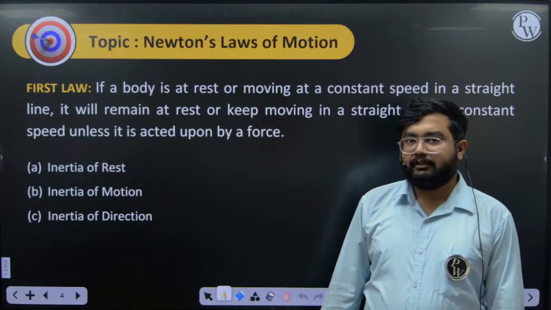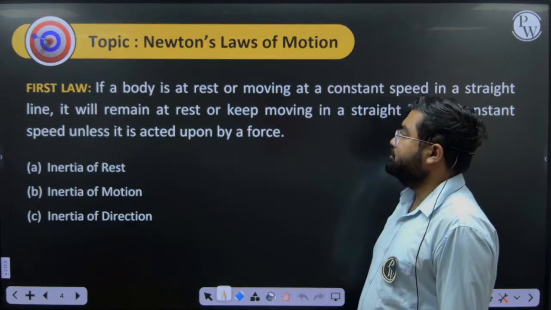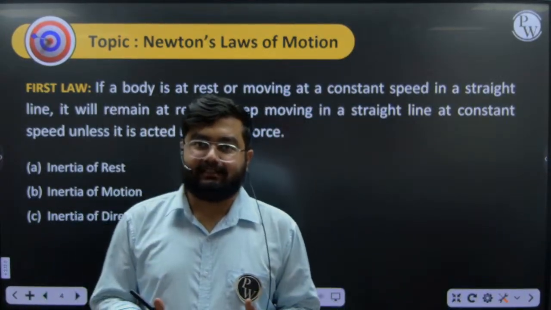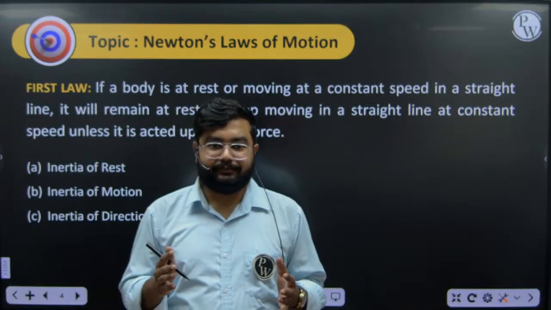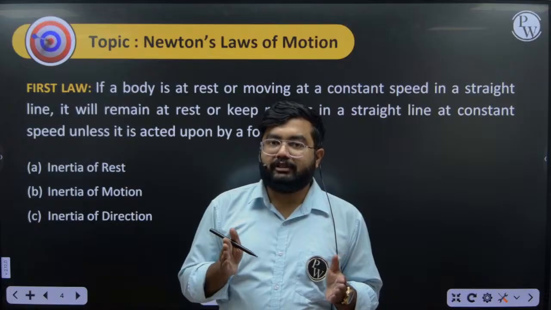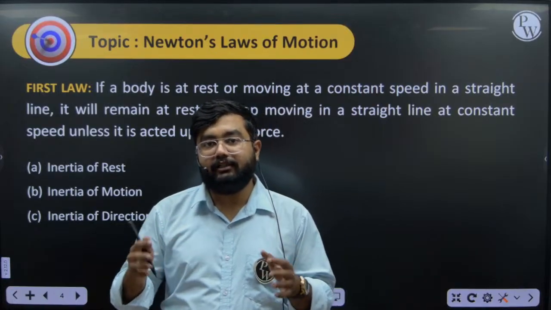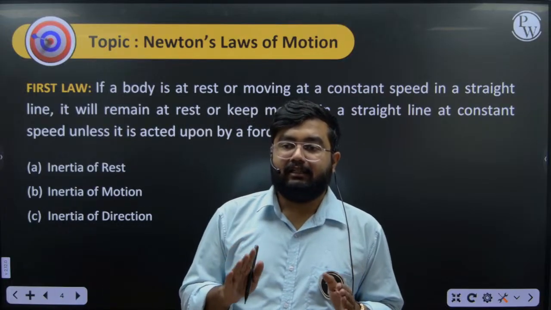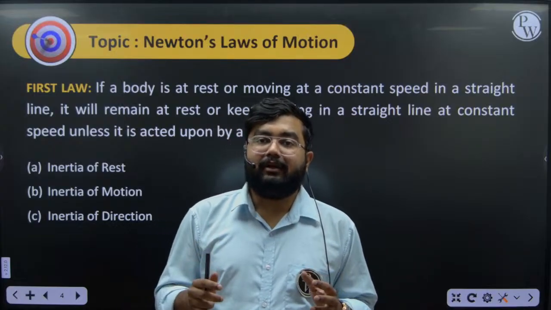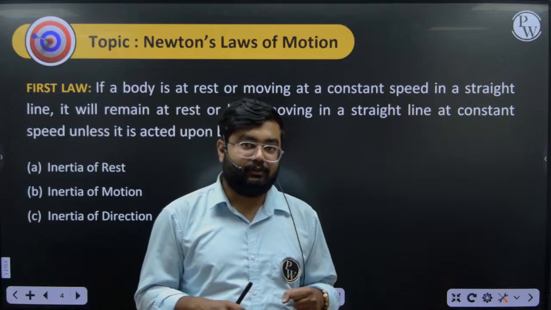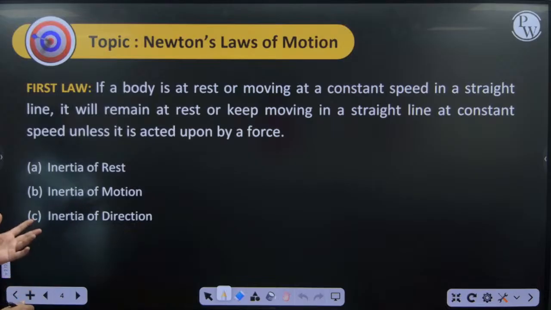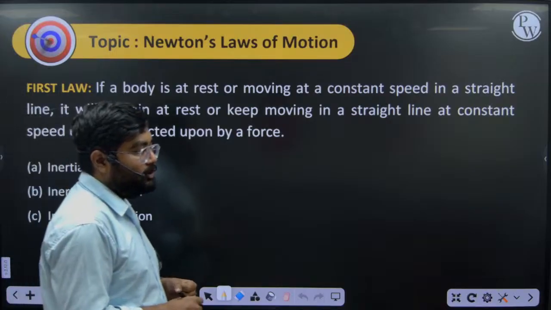The first law, the first law of motion. So it states that, in simple words, if a body is at rest, it will remain at rest. And if a body is moving with a constant velocity, it will continue to move with constant velocity unless and until it is acted on by some unbalanced external force. Okay, so as you can see here, a body at rest or moving at constant speed in a straight line remains at rest or moving in the straight line at constant speed unless it is acted upon by a force.